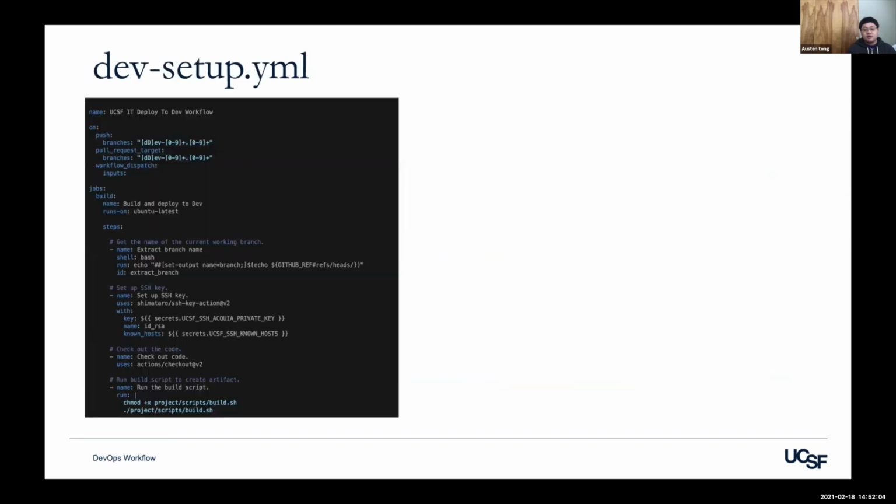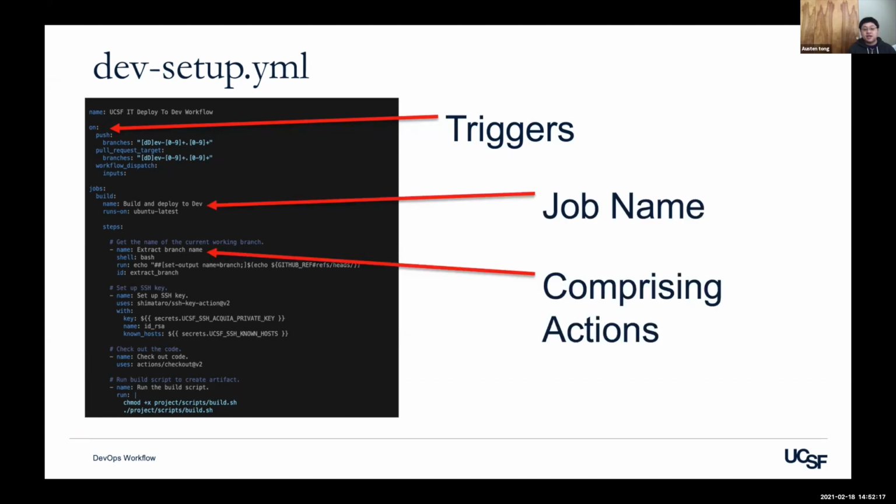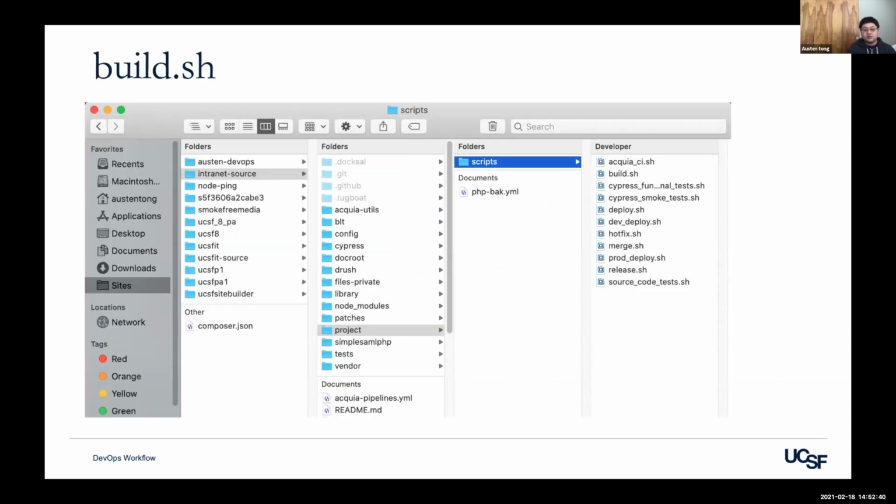So here we have just a snippet of what's inside. We have the triggers. You can see the on pull request part down there. We have the job name. We have the comprising actions. These are different steps for the entire job. And then we have in there a custom build script that we run. So you can see we set up, during the build, we get the name of the branch, set up SSH keys, check out the code, and then build, and then it continues along.